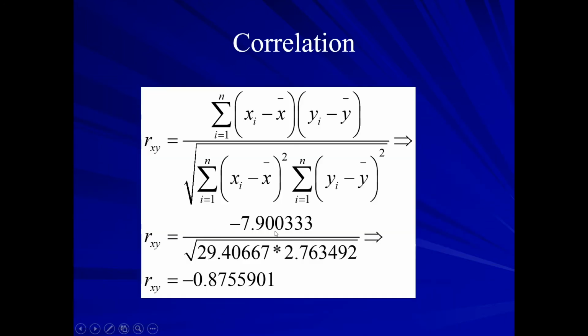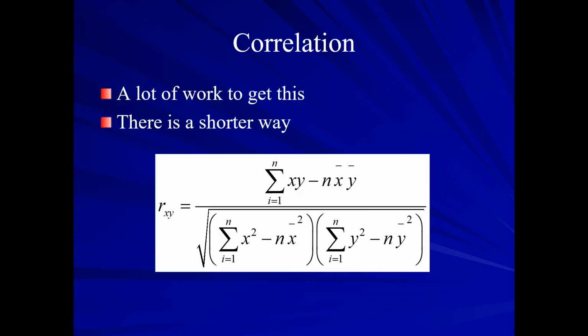And so now I just go through and look at the sum of the deviations in x times the deviations in y, divided by, here I'm just plugging in the values that I saw on the last slide, my sums. So the sum of the square deviations in x, 29.40667, sum of the square deviations in y, 2.768492, and I get negative 0.8755901. That was a lot of work, though. There's an easier way to do this.